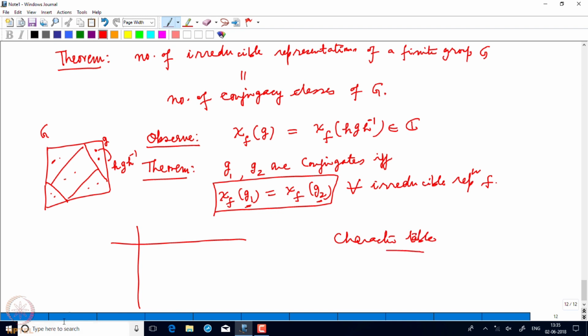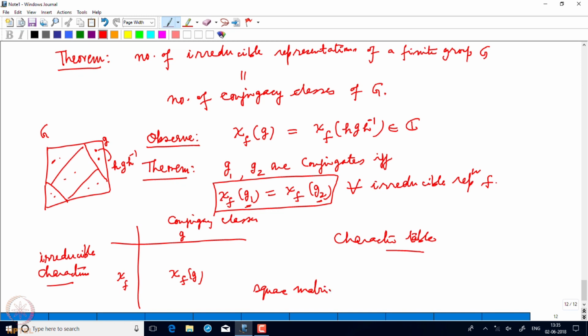And what does the character table do? Here you have characters, here you have conjugacy classes. Say here are the conjugacy classes of G, and here is a character corresponding to an irreducible representation of G. So these are irreducible characters, which correspond to irreducible representations. Here your entry will be chi of g, and like that you will make a square matrix.